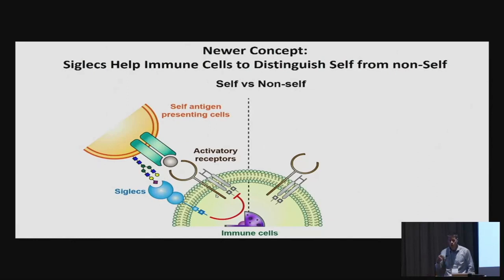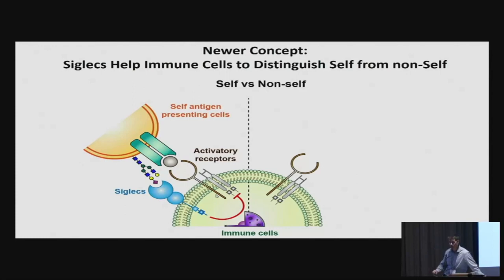And so the "when" is really critical. When would a trans interaction drive a Siglec with an activatory receptor? Well, it would be in the context of recognizing sialic acid on another cell. So what cells have sialic acid on them? That's an important question to ask.